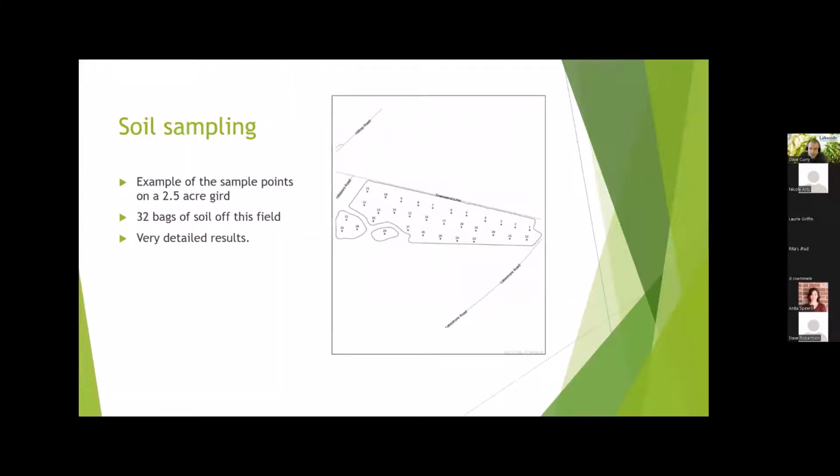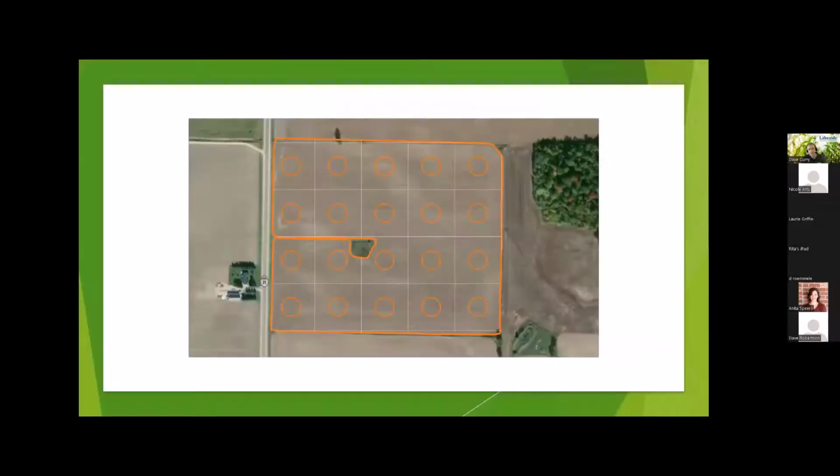So here's just an example of points pulled from the soil sampling rig on a 2.5 acre pattern. They would have gone out and at each individual point grabbed probably 10 cores, mixed them in the bag in that 2.5 acre pattern. Grabbed about 32 bags of soil off this field, and it gave us very detailed results. Just on my little test farm there, throwing up that 2.5 acre grid.